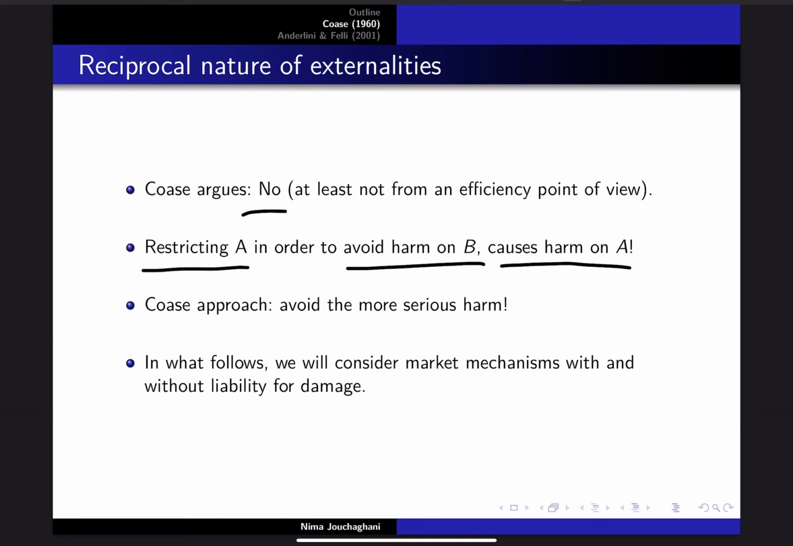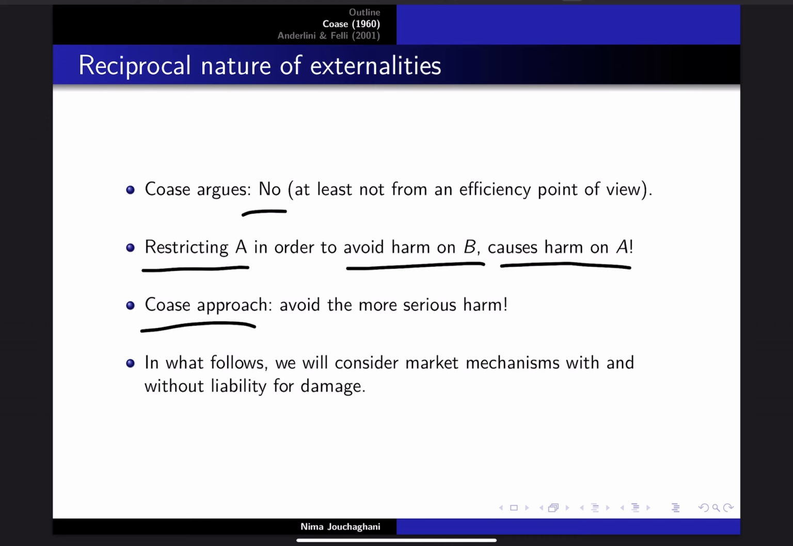It's a counterintuitive thing if you think about it the first time, but it makes sense. The externality is caused on B, but the externality is only there because A is producing. So if you restrict production of A in order to avoid harm on B, then A would simply produce less, and this is a harm on A. This was a novel way of thinking about it at the time: even if you have negative externalities, simply banning them by reducing the production of the party causing the externality might not be a solution from an efficiency point of view.